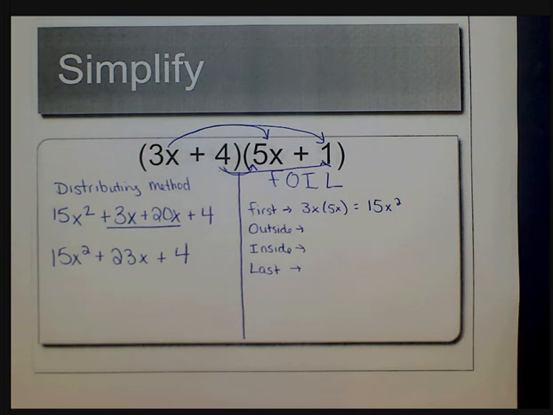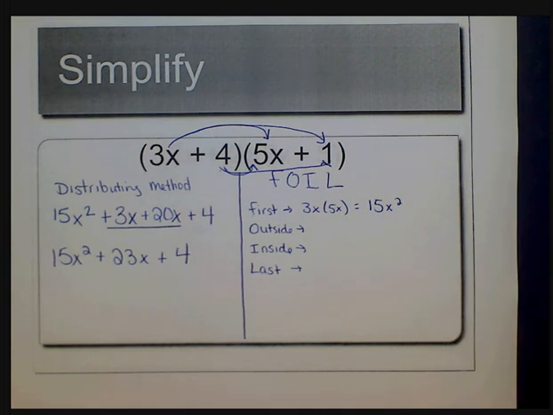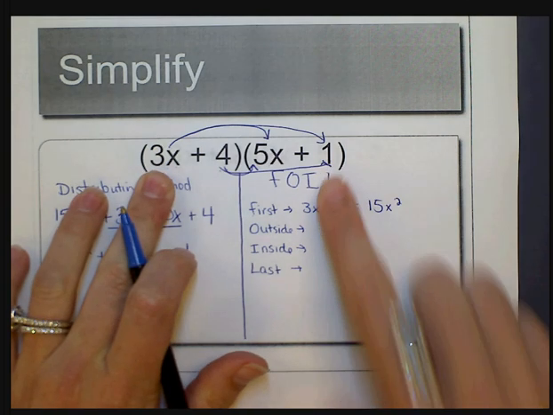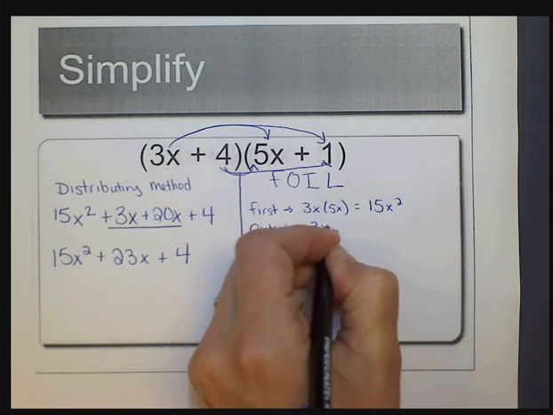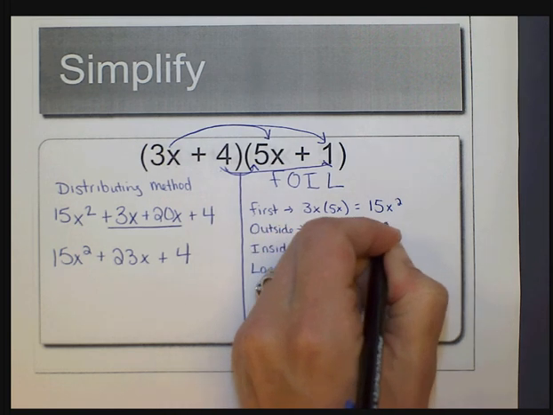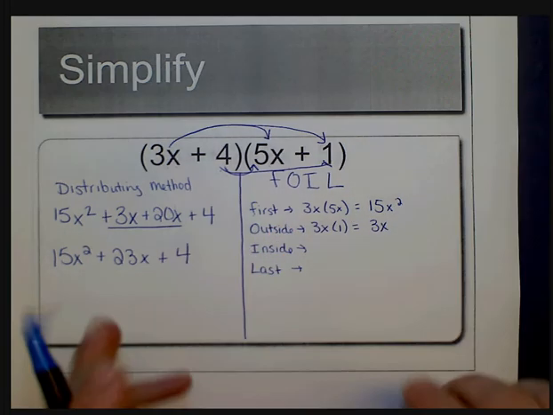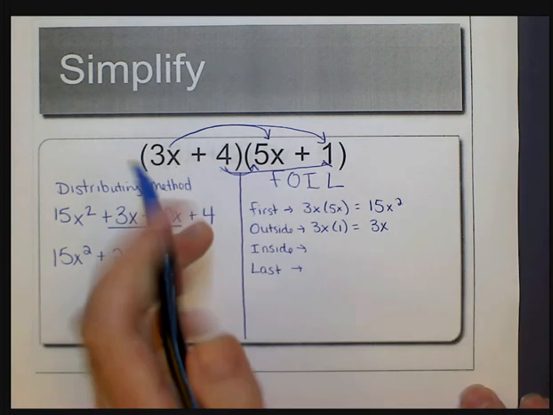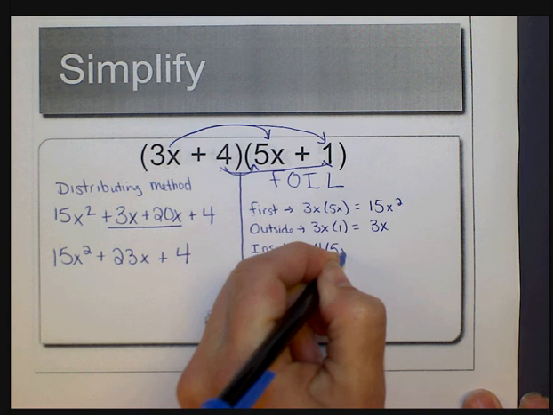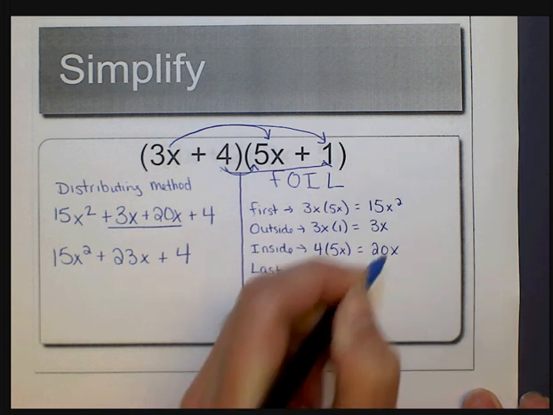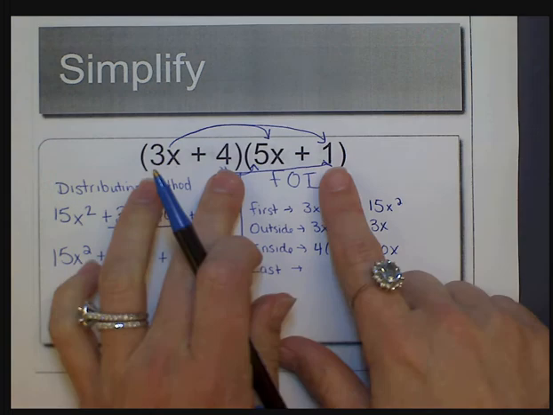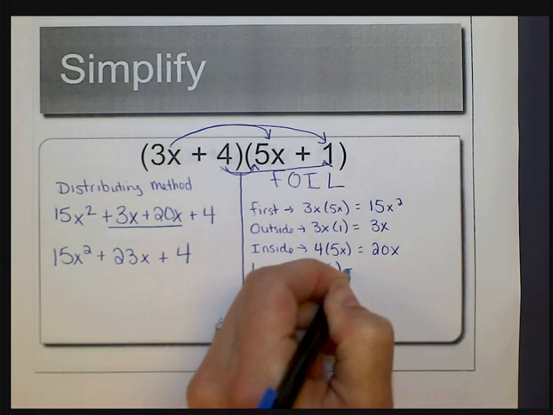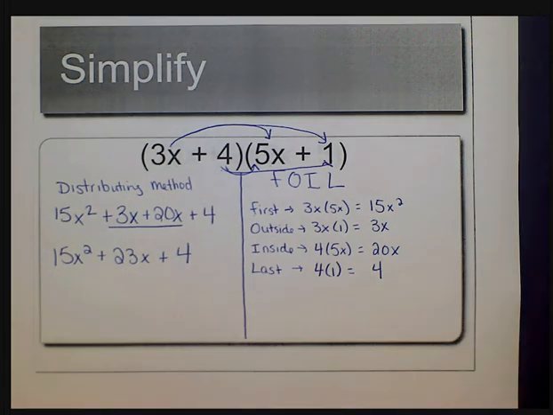And then I multiply the outside terms, the ones on the edges, so that's 3x and 1. Those are my outside terms. So I do 3x times 1, which just gives me 3x. Then my inside terms are the two that are on the inside of the binomial. So 4 times 5x, which will give me 20x. And then my last terms, the last two in the binomial, which is 4 and 1, which will give me 4.